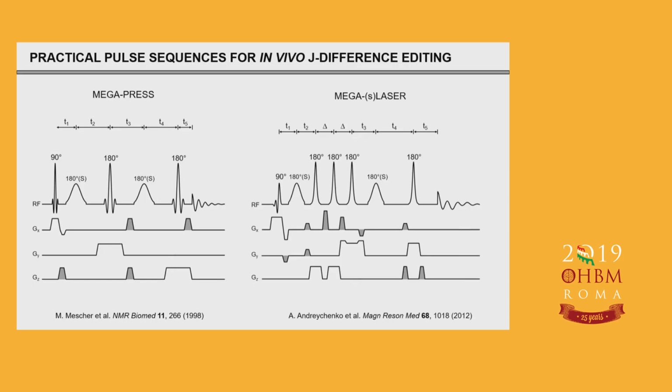An equally popular sequence is the MEGA-LASER, or MEGA-sLASER, semi-LASER. Now you're going to have the 90, three 180s and a final 180. Those achieve the spatial localization, and then the 180-degree S pulses are turned on and off again to achieve the editing.